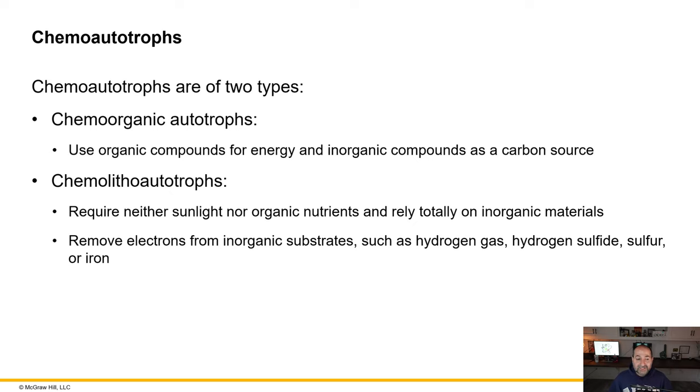How can they do that? They can remove electrons from inorganic substrates such as hydrogen gas, hydrogen sulfide, sulfur, or iron. So the point of this slide is to show you that there is quite a diversity in nutritional types. Just because you're familiar with plants and animals doesn't mean that all organisms, especially microorganisms, behave in the same way. There are organisms that are quite diverse in their nutritional requirements. They can get their nutrition in very distinct and different ways.